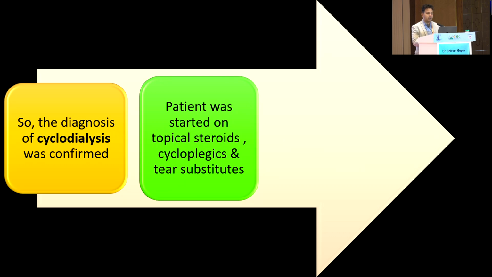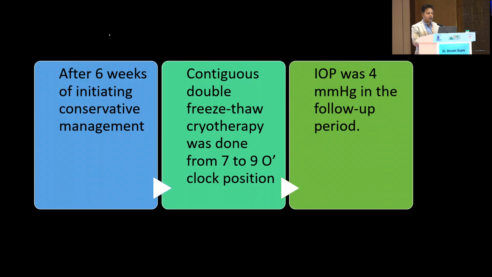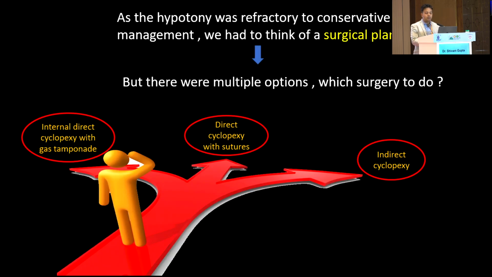The patient was started on topical steroids. It didn't improve. It still remained low, so we started oral steroids. After 6 weeks of initiating conservative therapy, it was not working. Then direct cryotherapy was done, but IOP was still 4 mmHg within the follow-up period. Now what to do? Now we have only to go ahead with a surgical plan.